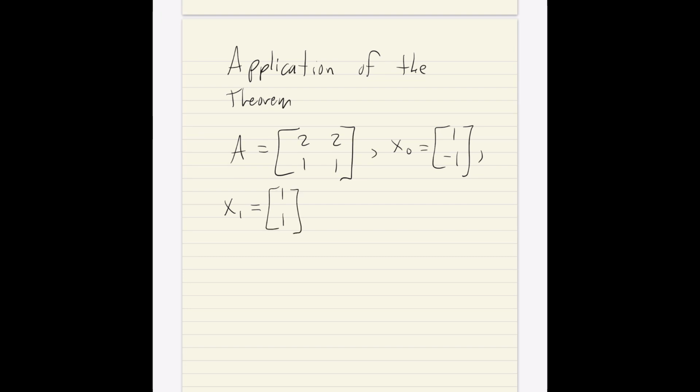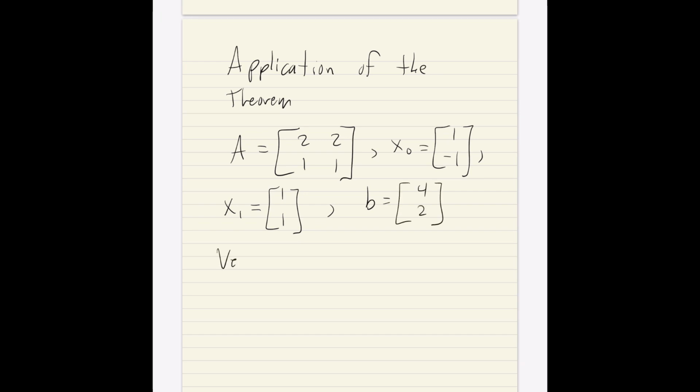So let's create a matrix A, which is equal to [2, 2; 1, 1]. I chose this because it has an infinite number of solutions. And then from here, I'm going to create x naught, which is the homogeneous solution. That is equal to the vector (1, -1). And then x1 is equal to (1, 1). And then I also have a b. b is equal to the vector (4, 2).